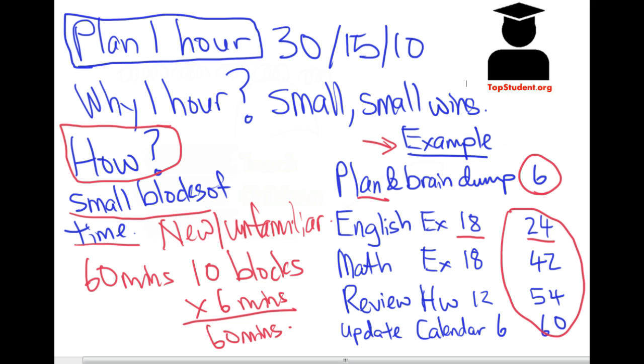And then math exercise, that's another 18. So 18 plus 24, you get 42. And review homework for the day, that I plan to take 12 minutes, so you get 54. And update calendar, 6 minutes to get 60. By updating calendar, I'm talking about my brain dump. So remember I said brain dump, I will then update my calendar with everything I'm supposed to do. So that's basically how I plan for 1 hour.